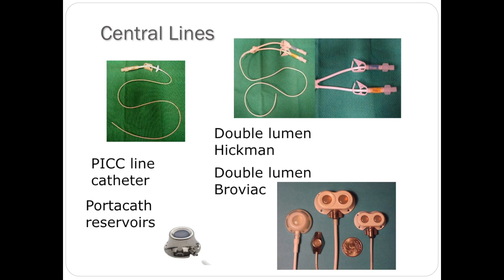So the top left picture is a PICC line, and they can have a single lumen, double lumen, or triple lumen. And then we have the variety of lines that are in the Hickman, which is on the top right, and you can see this is a double lumen. And then we have double lumen Broviac that are on the far right bottom. And you can see that in the middle is the rubber stopper. We do need to use a specific needle for it. And then on the bottom left is a portacath.